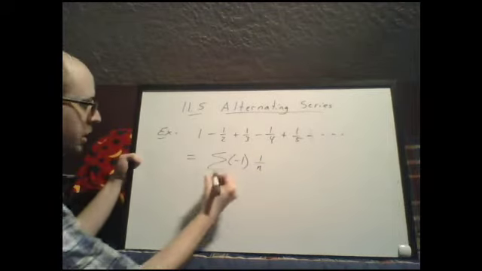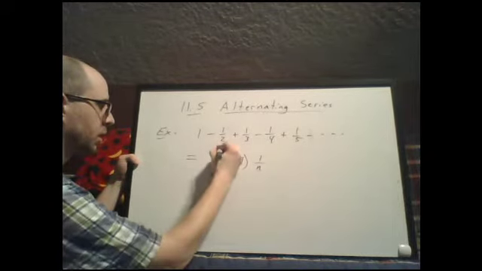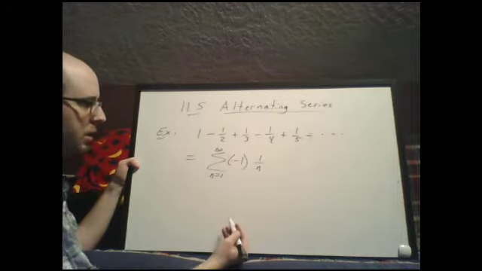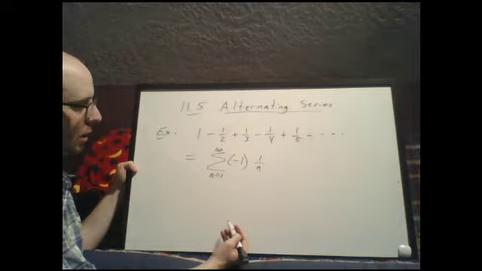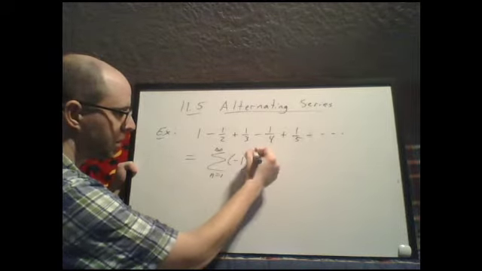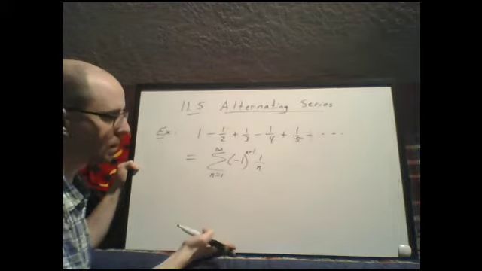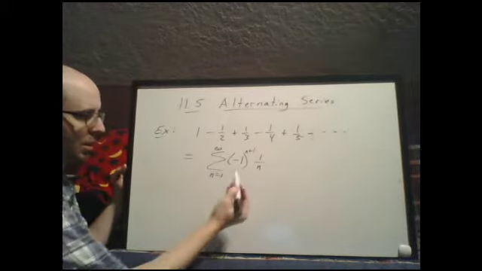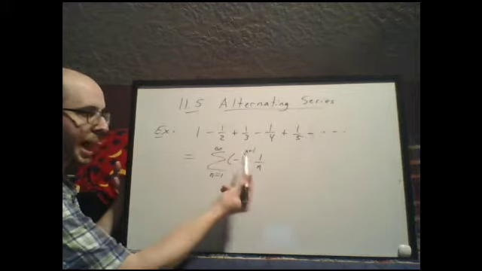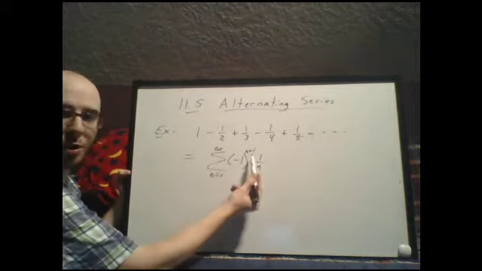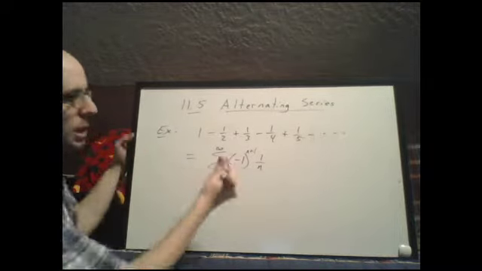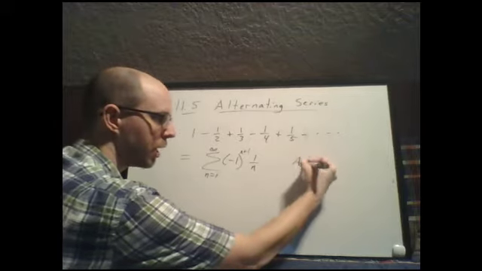Let's see, which one is it? If we start with n equals 1, the odd terms are positive, the even terms are negative. So I need to have n plus 1 or n minus 1 up here. Doesn't matter which. Because when the exponent's even, I get a positive. So if I want it to happen for odd n's, I have to add a 1 to n to make that even. Okay, so this example is called the alternating harmonic series.